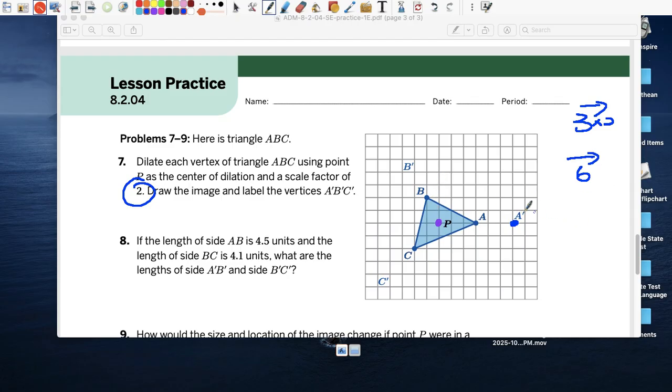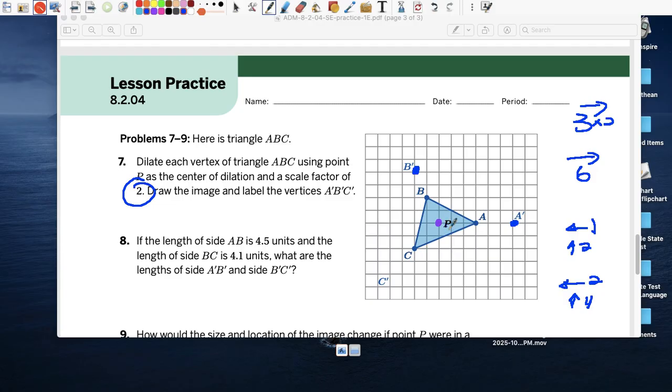To go to B, I'm going to go 1 to the left, and then 2 up. Sorry, not that way. 1 that way, and then 2 up. Right, that's how I get to B from the center of dilation. So scale factor 2, we're going to double those numbers. So instead of going left 1, we're going to go 2 left. Instead of going 2 up, we're going to go 4 up. So 2 left and 4 up. 1, 2, 1, 2, 3, 4. And there is our point B prime.